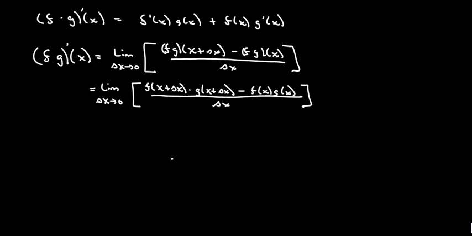Now here's the trick. Remember, when you're doing a proof, you want to end up with the result you're trying to show. So I need to get f of x plus delta x minus f of x all by itself. So I need to be able to factor something out. So watch what I'm going to do. Here's a little trick for you.